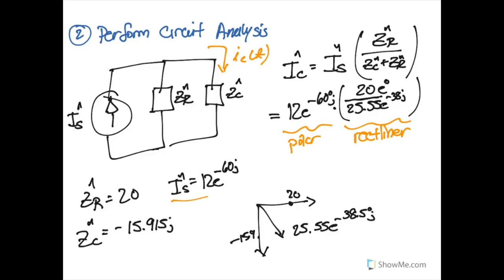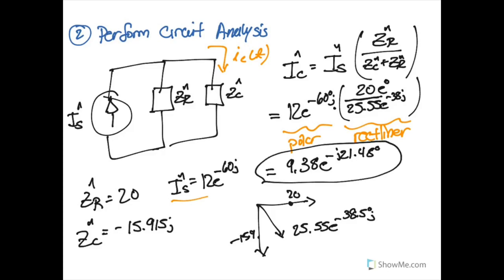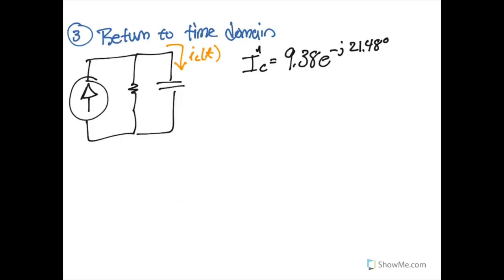And then the final result of this calculation, once you punch everything in, is 9.38 e to the negative j 21.48 degrees. And so what we'll see in the next step is how we take this quantity here and transform it back into the time domain. In the preceding problem, we found that the phasor for the current through the capacitor, flowing through the capacitor, was 9.38 times e to the j 21.48 degrees.